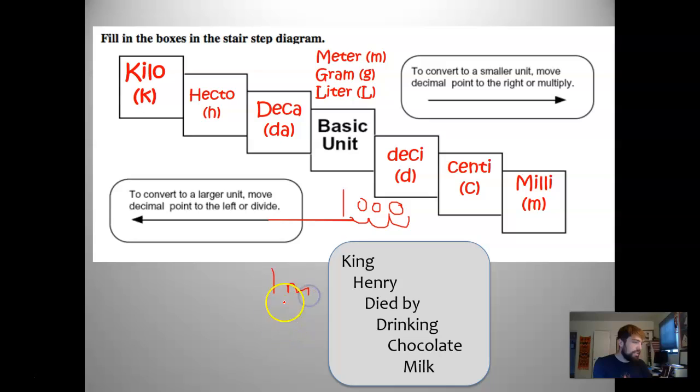or in the other direction, if we have 1 meter, it would be 0.1, if we go this way, decameters, or 0.001 kilometers. So this is a really handy way to think about it and be able to convert a lot of the metric system measurements. Okay?